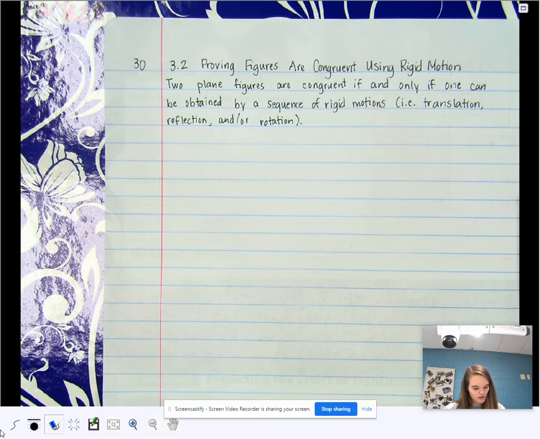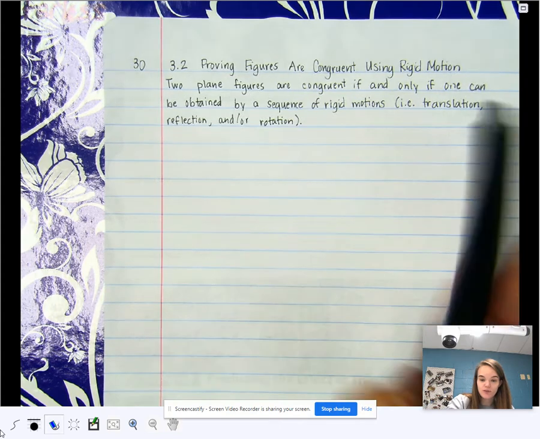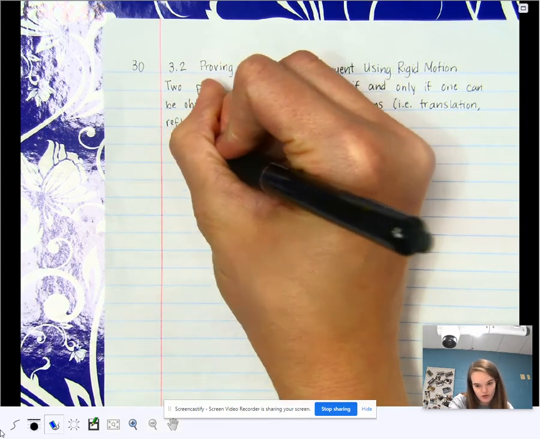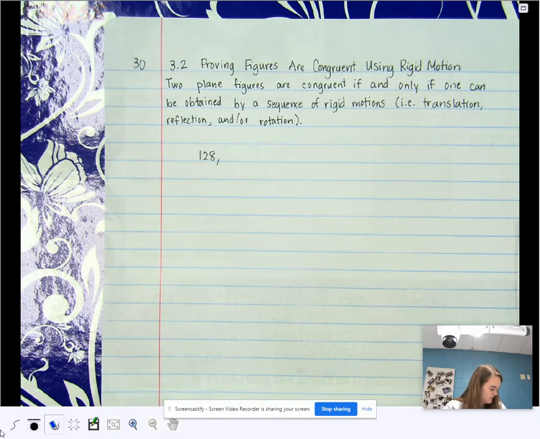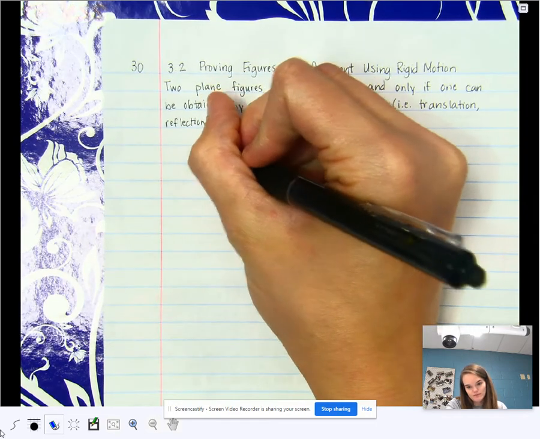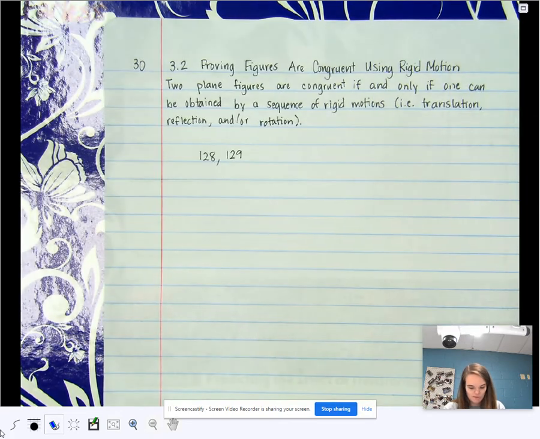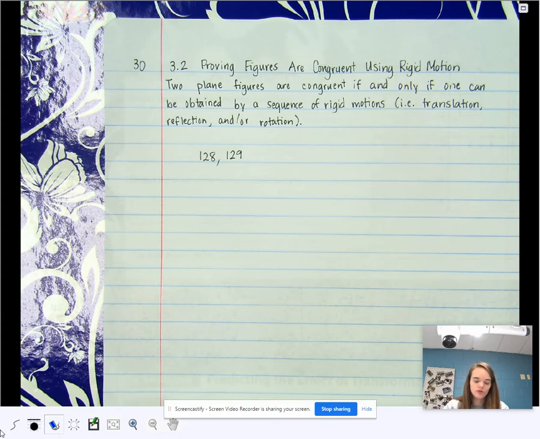Okay, you are going to tear out of your book page 128. You don't have to write this. Remember, I'm just writing it in case you missed it. 128, 129, and that's it. 128, 129.